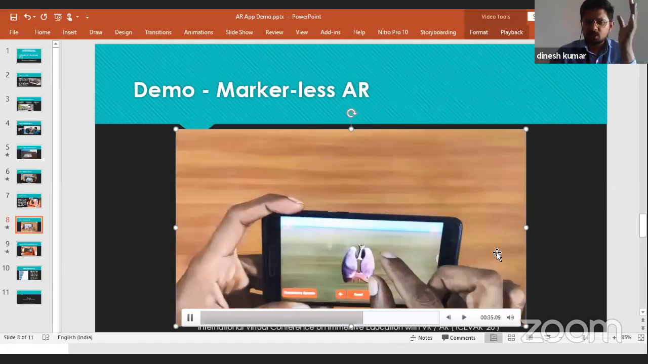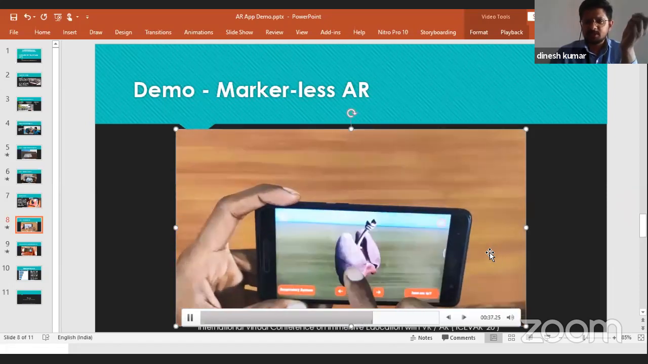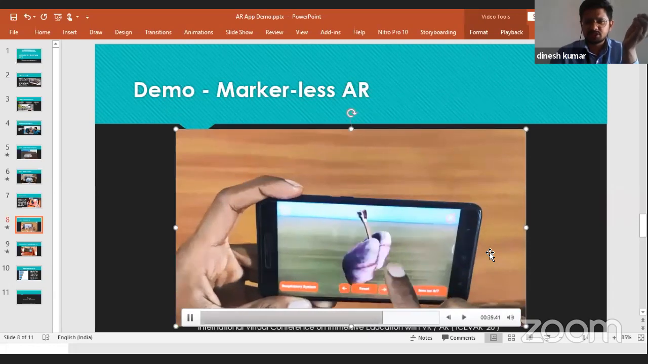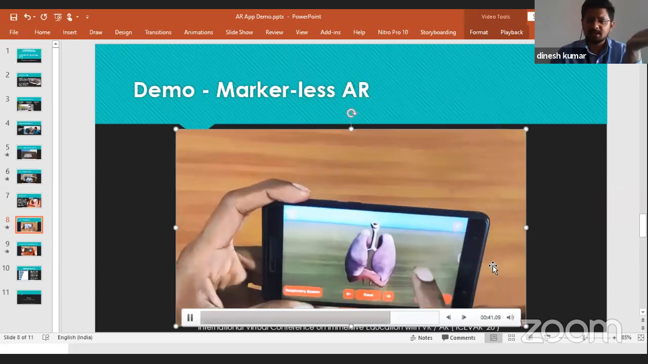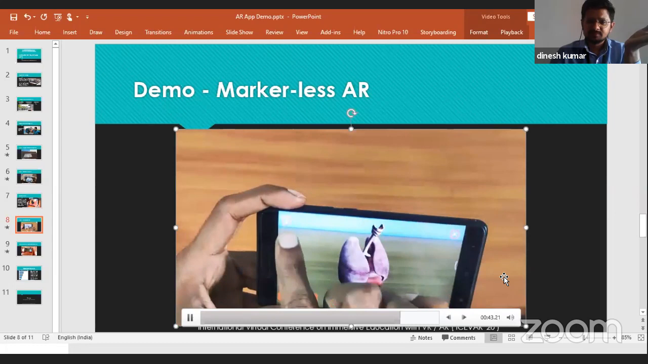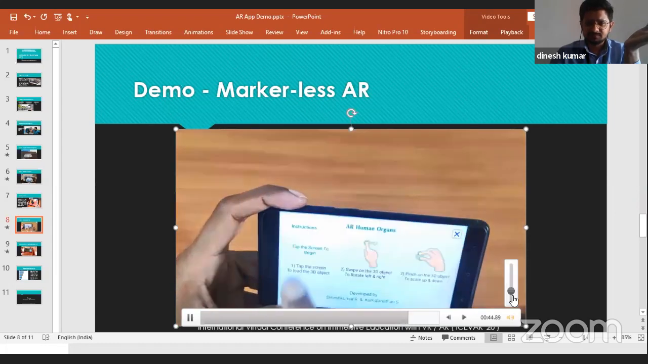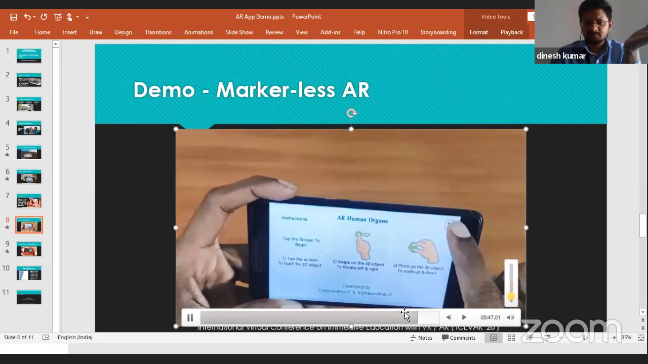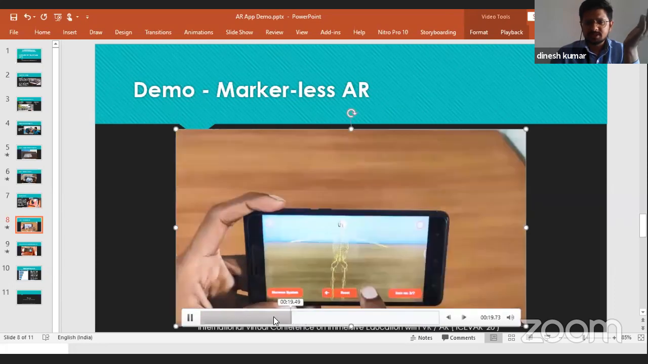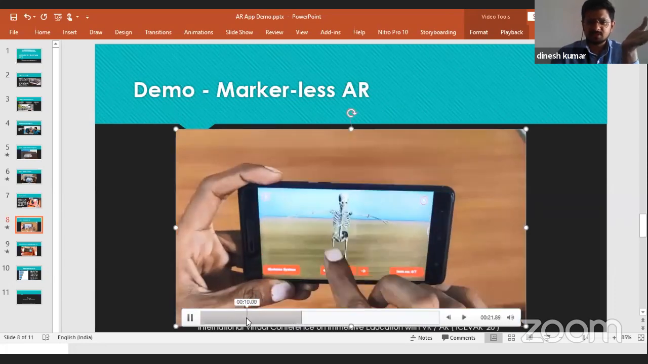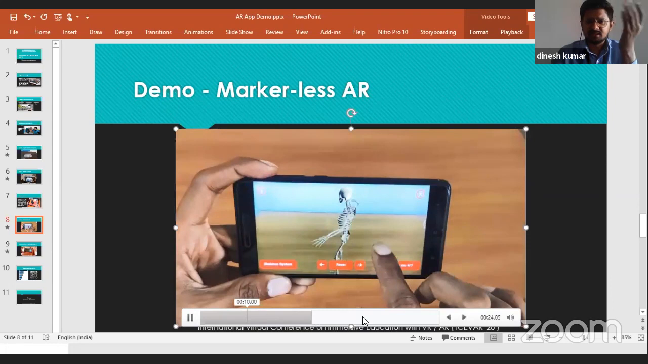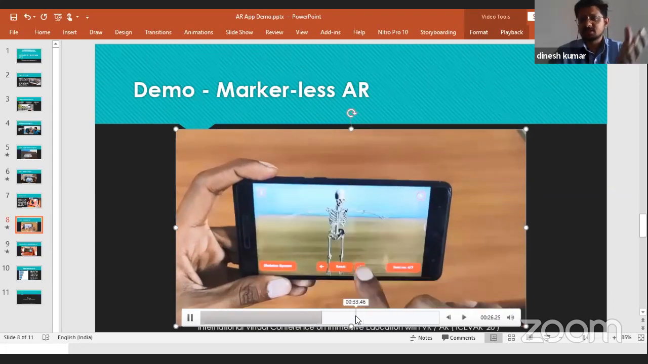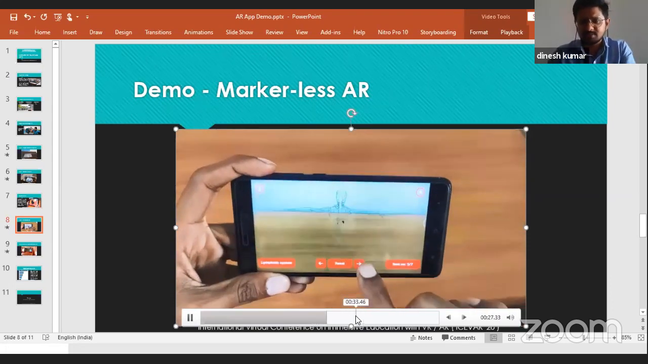Yeah, these are different anatomical structures and 3D models where the user can switch from one 3D model to another 3D model. So we have the muscular system, the human skeletal system, and the nervous system. There are many such systems available there.